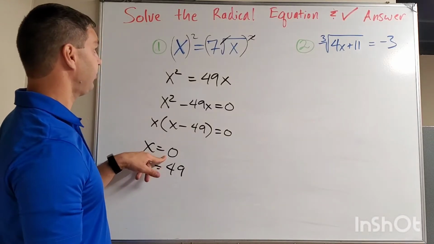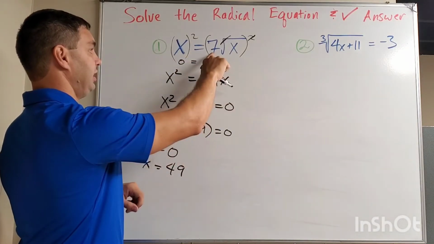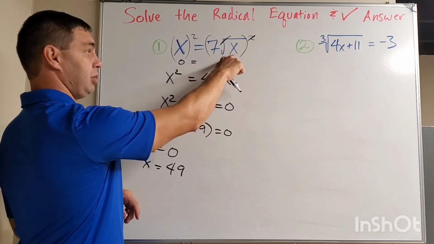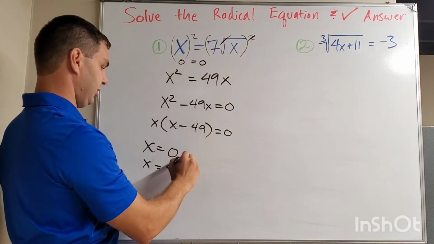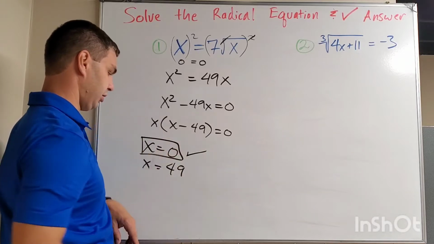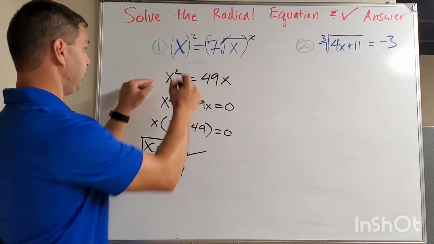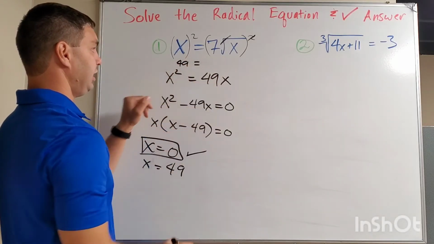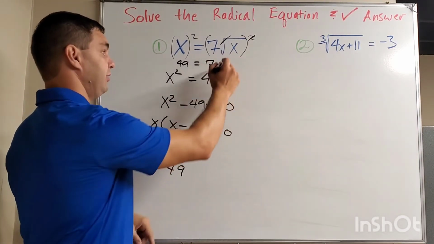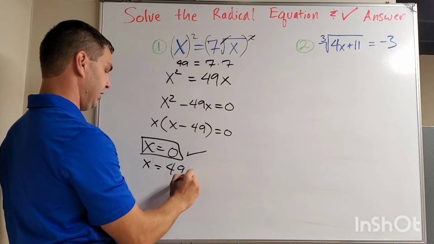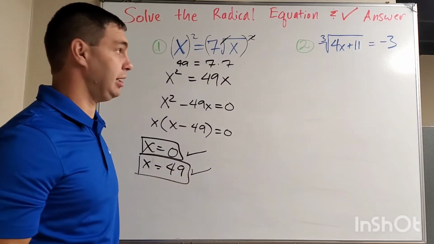Now I need to check both of those to make sure that they work. If I check 0 first, I plug it back into my original problem. 0 equals 7 times the square root of 0, which is 0, so 7 times 0 is 0. 0 does equal 0. Since that's true, that solution works. Let's try 49. 49 on the left side equals 7 times the square root of 49, which is also 7. And 7 times 7 is 49. That also works, so both of those are okay. There are no extraneous solutions in that problem.